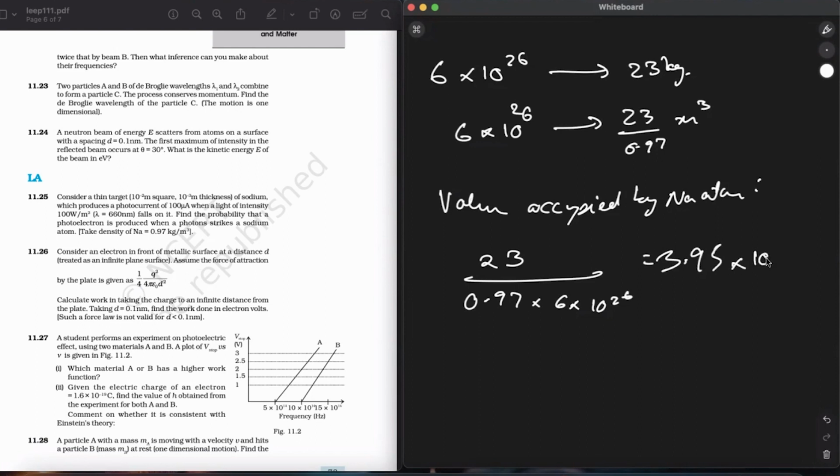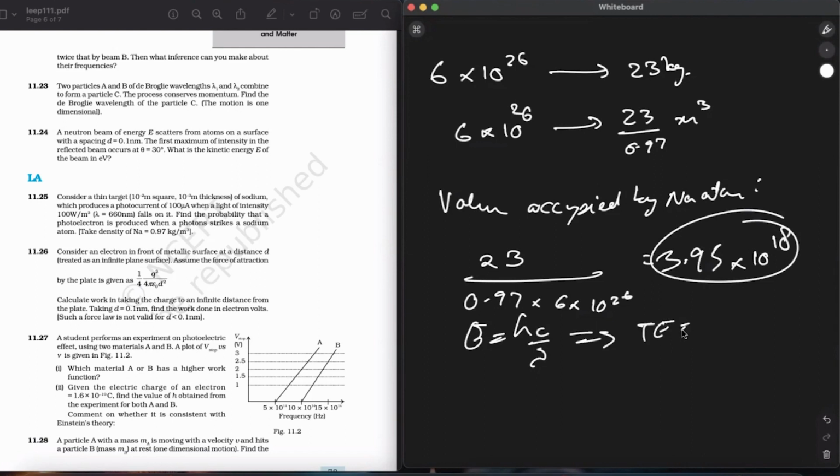Into 10 to the power of 18. Okay. So now let n be the number of photons that are falling per second on the target. So energy will be hc by lambda already. hc by lambda is the energy. Total energy will be n times hc by lambda, where n is the number of photons. So this can be written as intensity into area. So n can be written as I A lambda upon hc. Now we just have to put in the values over here.